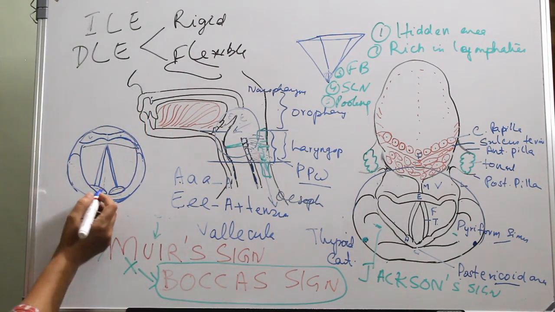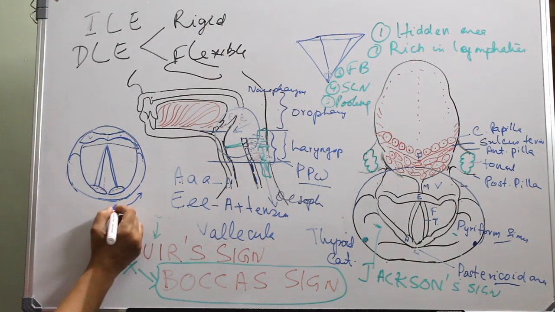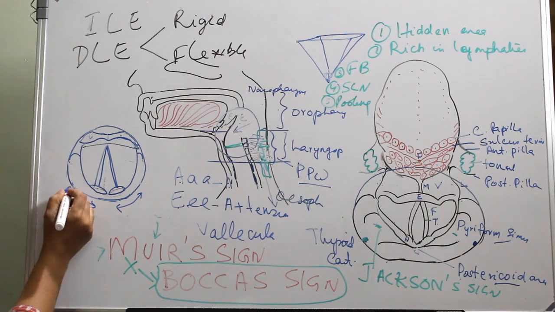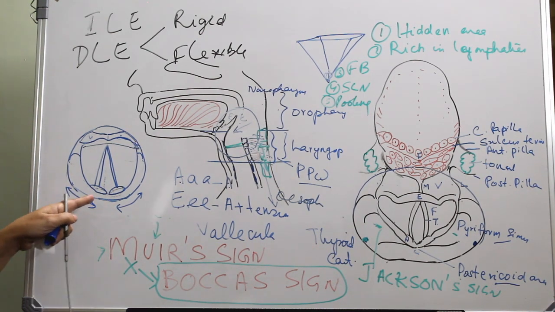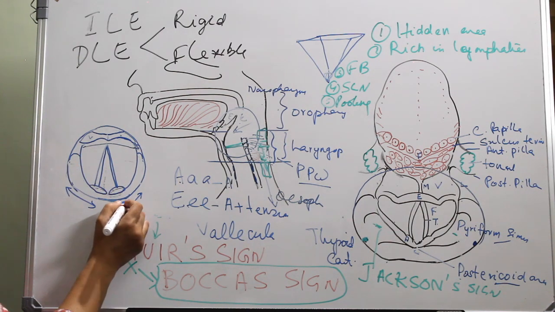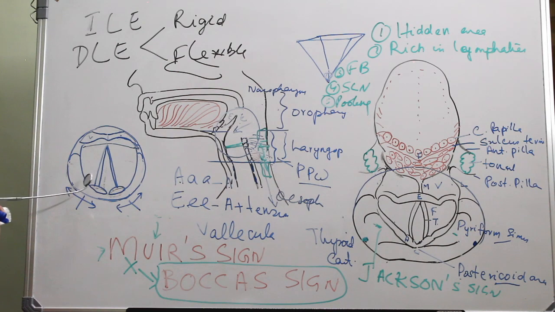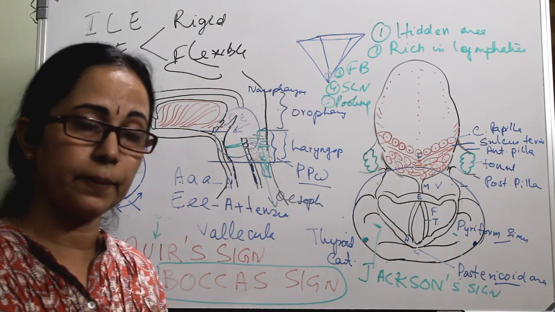So that is it. Now, if there is normal mobility, you have to represent it like this. Normal mobility of the vocal cords is represented like this. If there is restricted mobility, you have to represent it like this. Okay, so that is about indirect laryngoscopy.